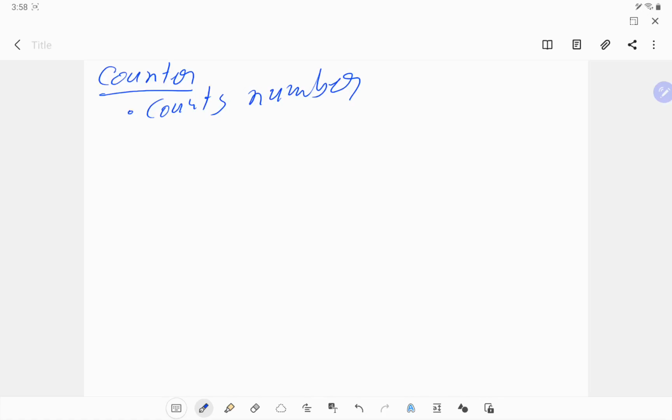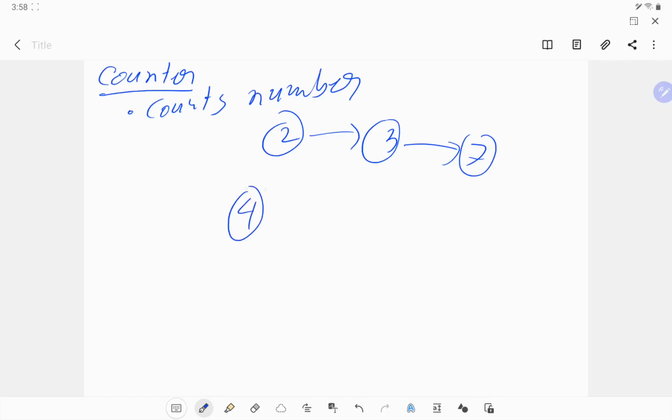For example, we can design a circuit that will be counting 2, then 3, then 7, then 4, and after 4 it again goes to 2, 3, 7, 4, 2, 3, 7, 4. This way, this counter will be counting 2, 3, 7, 4 forever, as long as the device has power. So there are two types of counter.